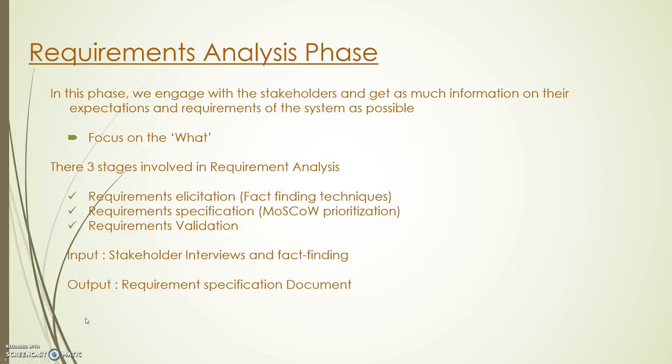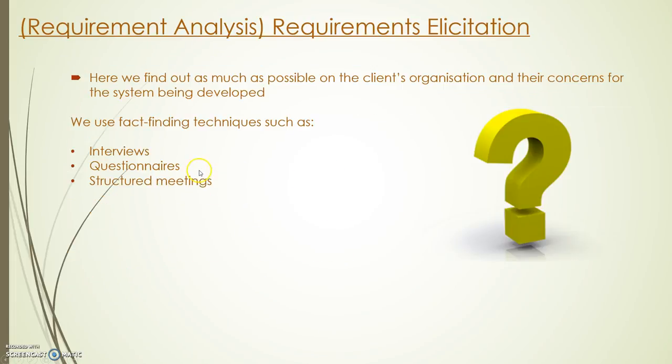Now we have the requirements analysis phase. In this phase, we engage the stakeholders as much as possible to get as much information on their expectations and requirements of the system. There are 3 stages involved in the requirements analysis phase: the requirements elicitation, requirement specifications, and requirements validation. For input, we have the stakeholder interviews and fact-finding methods, and output, we have the requirement specifications document.